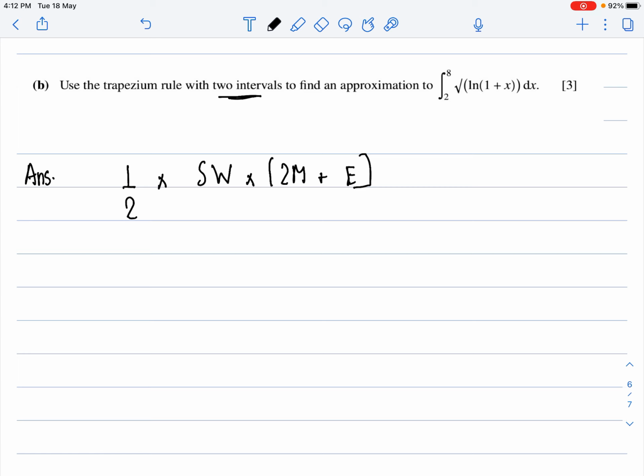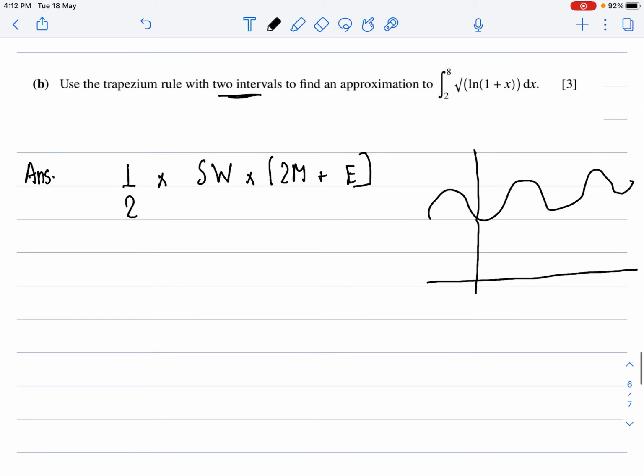Okay, so what we basically do is think about it step by step. I know my graph, let's say something like this. I've just made a random graph. Okay, my limits are between 2 and 8. So 2 lies somewhere here and 8 lies somewhere here.